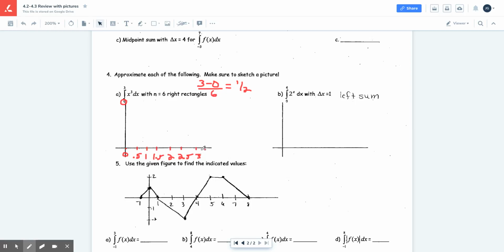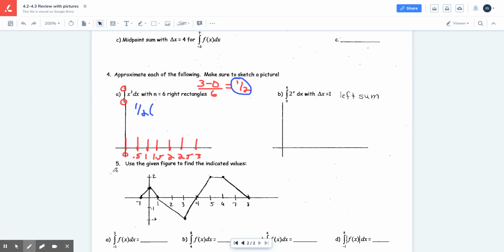Why do I stop at 3? Because that's this number right here. If you look, there's our 1. If I just draw a little line to kind of separate where this would be, we have 1, 2, 3, 4, 5, 6 rectangles, which is what we want. So our delta, which in this case is 1/2, is going to go on the outside of my parentheses.